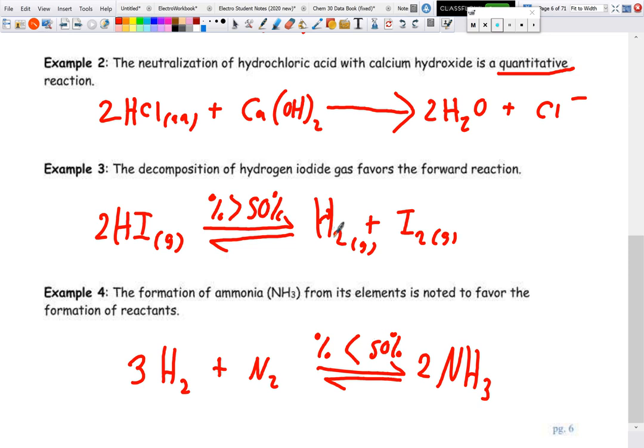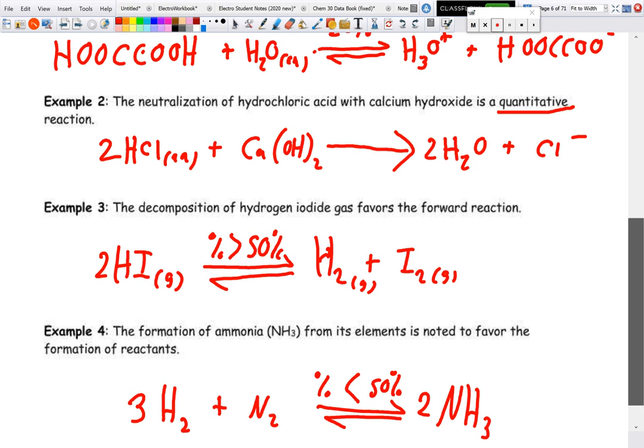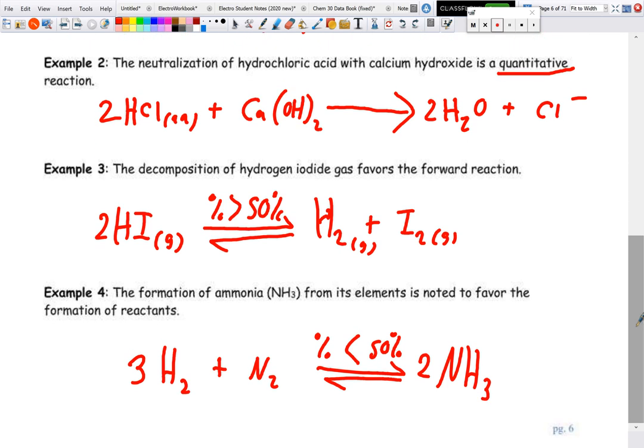All right, so it could be 12%, 20%, 3%, who knows, right? But we just know that it favors the formation of the reactants. So that's how we communicate using our percent. Now, of course, you can calculate percent if you're given actual numbers of equilibrium concentrations, which we will get into once we get into the next method, or even when we get into acids and bases.